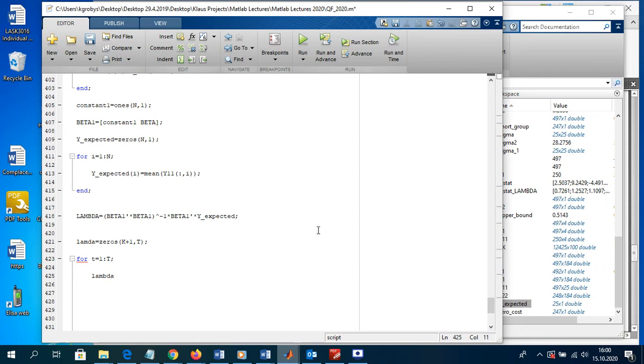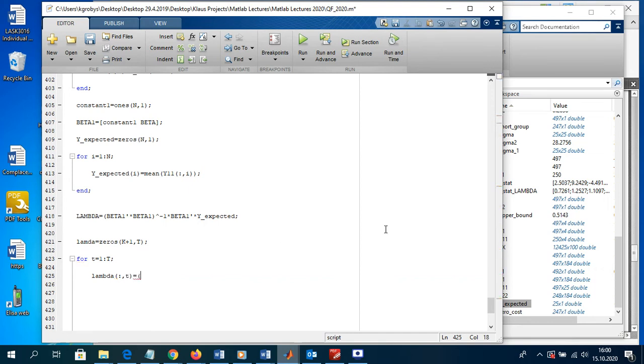So what should it be? What do we want to store in the column t? So if t is 1, we store something in the first column of our lambda matrix. In the next iteration, when t is 2, we store something in the second column. So what do we want to store?